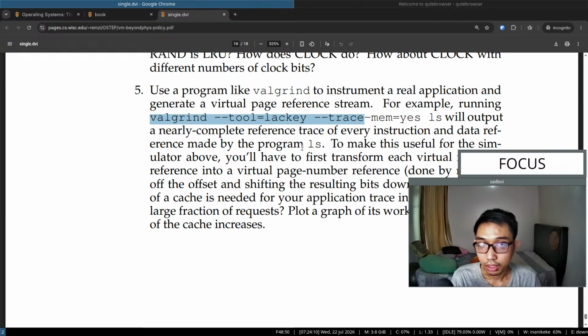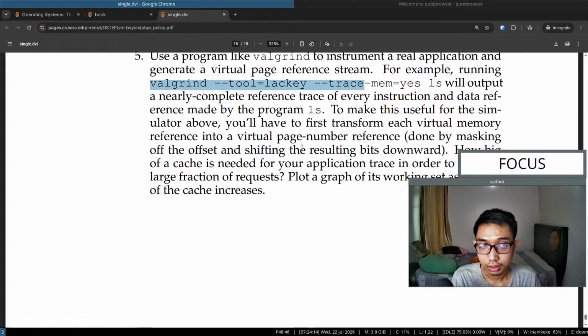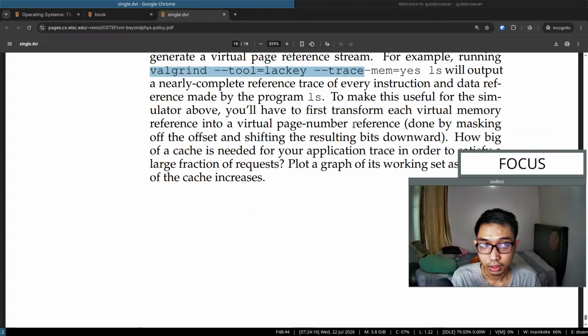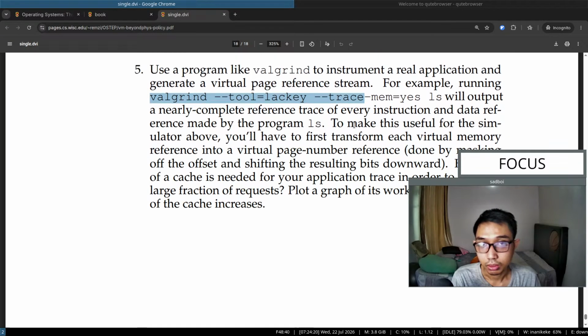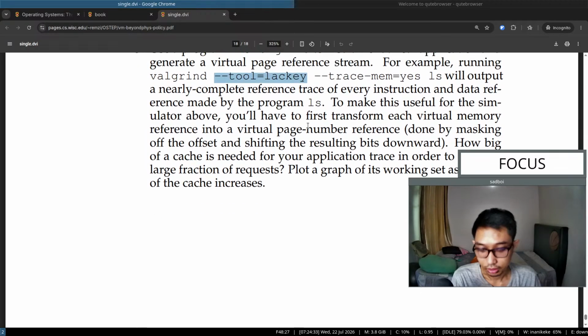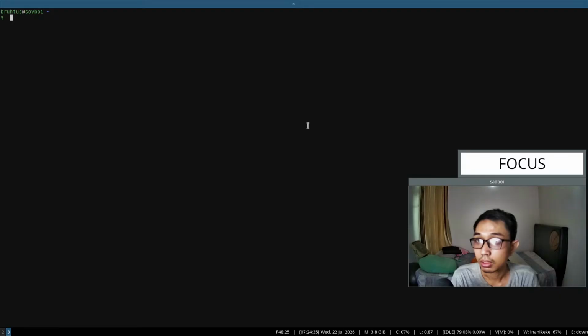Okay, now we will take a look at the Valgrind Lackey tool, I guess. I'm not sure if I'm able to understand or how to read the information from this tool. So let's check that out.